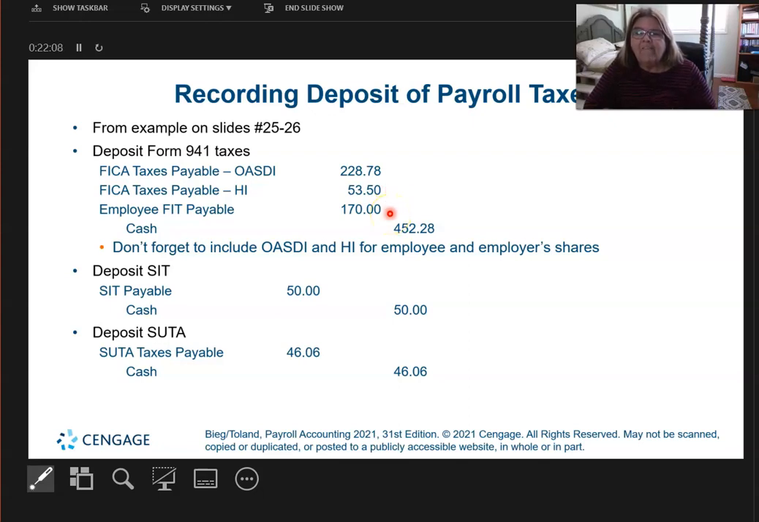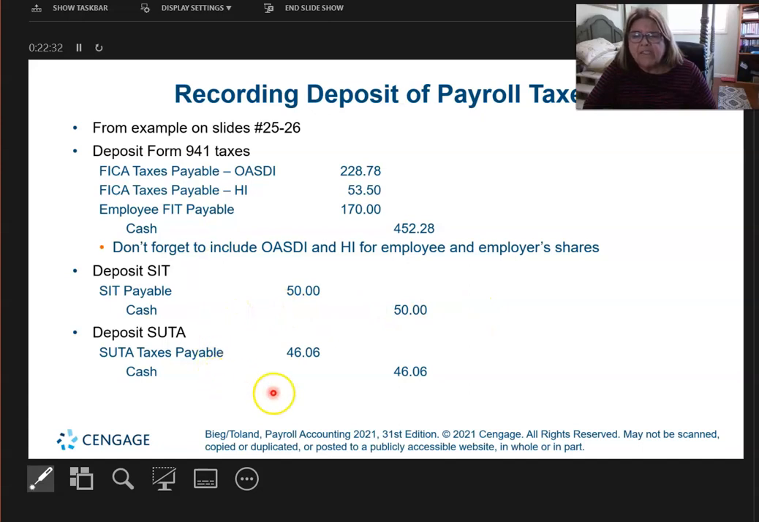And then any FIT payable, okay? So this is all federal money. FIT is federal income tax. So I will credit cash and I will debit the payable account, which will then leave the payable accounts at a zero balance. The state income tax has to be sent differently to the state.